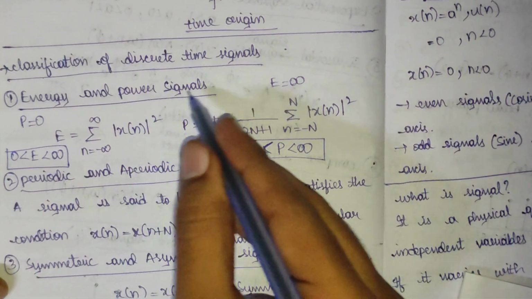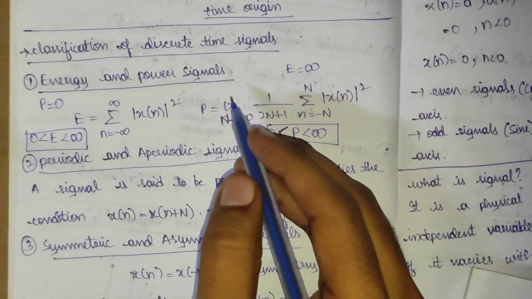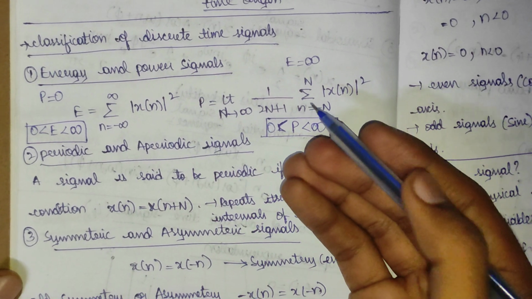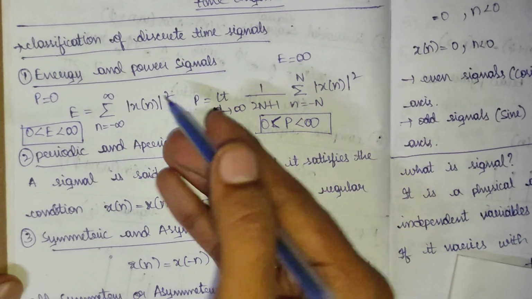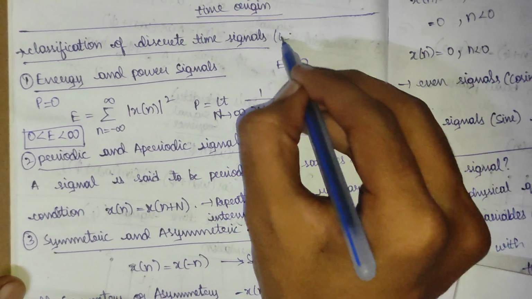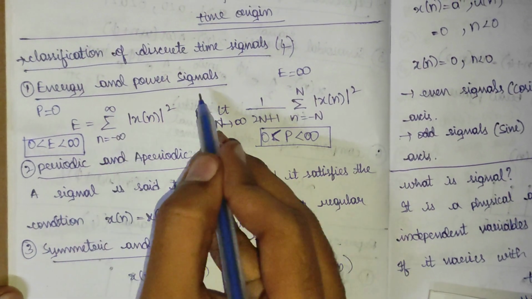So there are different classifications of discrete time signals. It may differ in different textbooks, but according to our standard textbook, let's take these four classifications of signals. The first classification is energy and power signals.